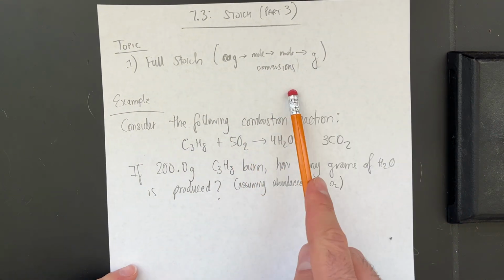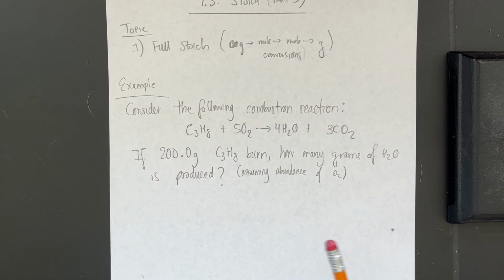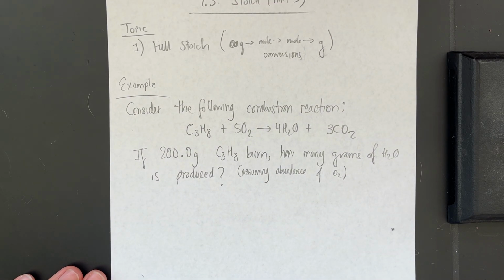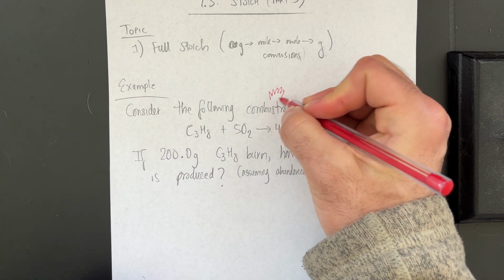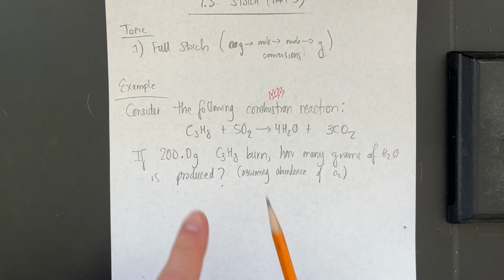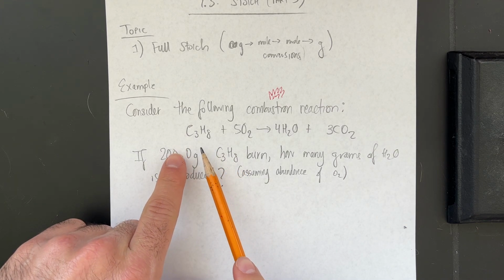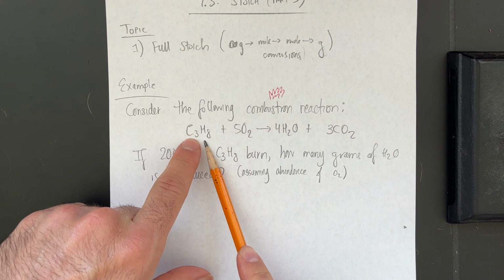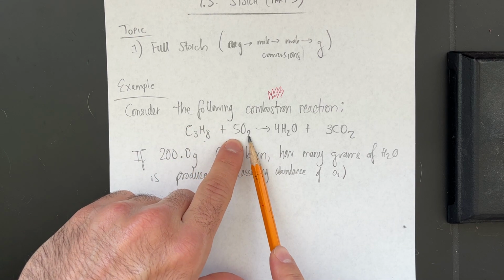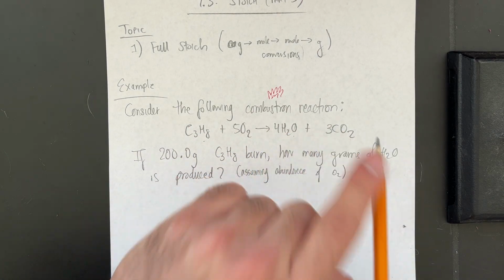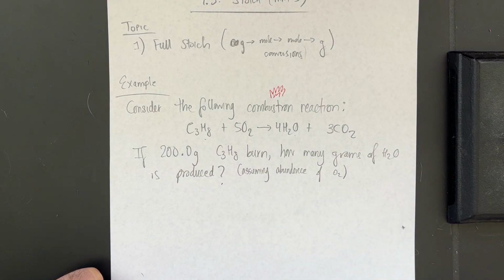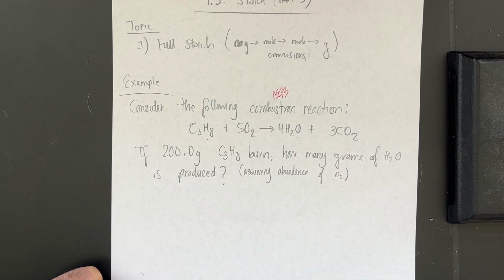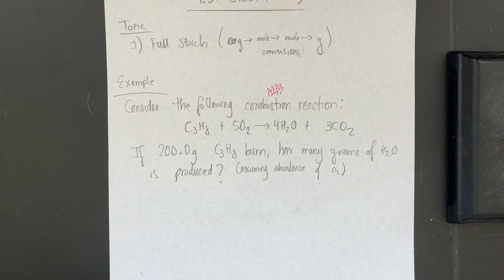What the heck does that mean? Well, let me break it down to you guys with this example. Consider the following combustion reaction. Now remember, what is a combustion reaction? It is fire, basically. And so here we have propane, C3H8, combining with oxygen in order to make H2O and 3CO2. What this is asking is, if we have 200 grams of C3H8, how many grams of H2O is produced, assuming an abundance of O2?